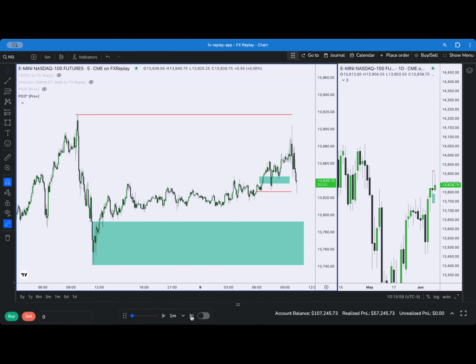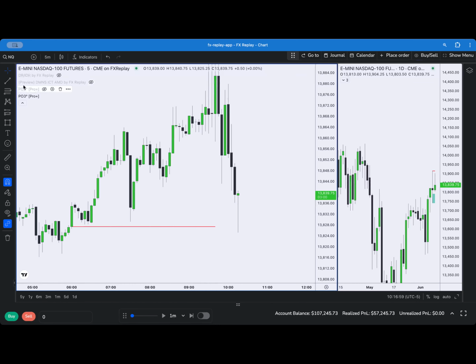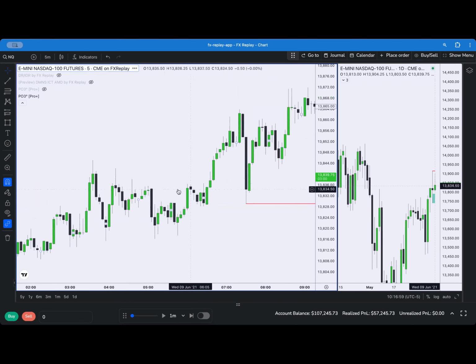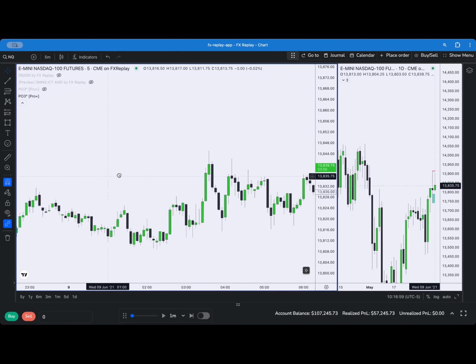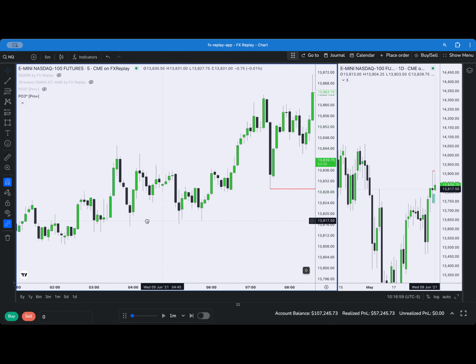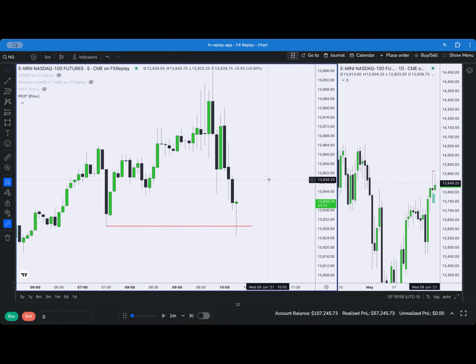So it's now 10:15. Okay, so there's a sweep of that low, which I am a big fan of. I'm going to head over to a 1 minute chart. I also believe midnight should be around here. So midnight is 821. So not close, but no cigar. Okay, so now I need to see a closure above.